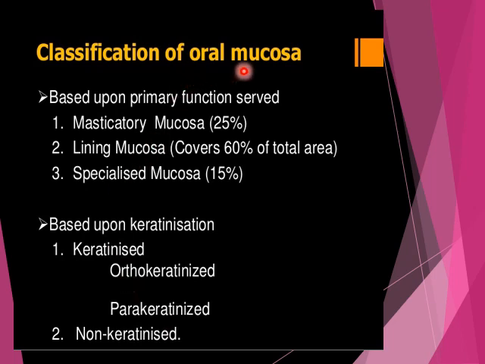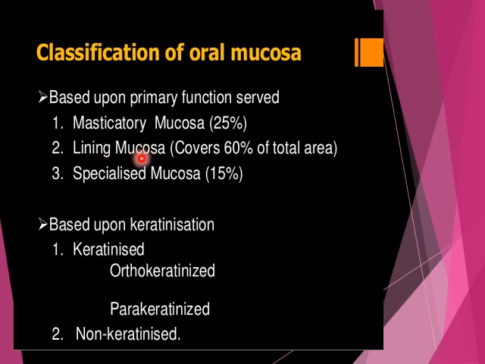Classification of oral mucosa is either based on function or based on keratinization of the oral epithelium. Based on function, it is classified into three types. First, masticatory mucosa, which constitutes about 25% of oral mucosa and is present in the gingiva and hard palate.